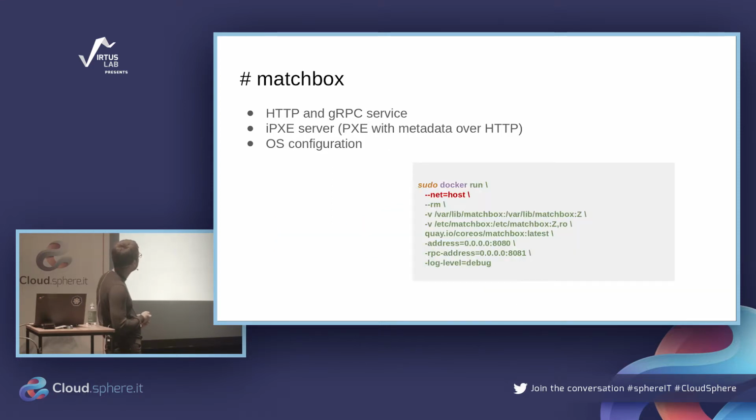Matchbox. This is the first piece for Bootstrap. It's an open source project from CoreOS. Basically, Matchbox takes care of mapping physical machines based on some labels, it might be a MAC address, to PXE boot profiles. It runs an HTTP and gRPC service. It has an iPXE server, which is PXE with some metadata over HTTP. And it provides OS configuration.